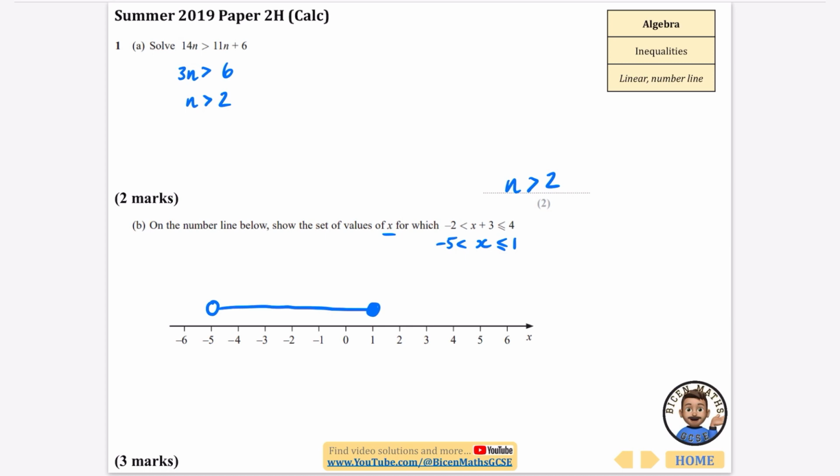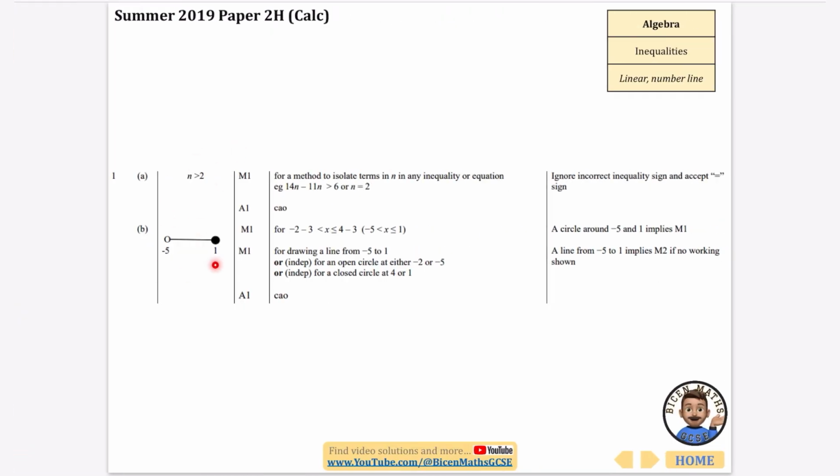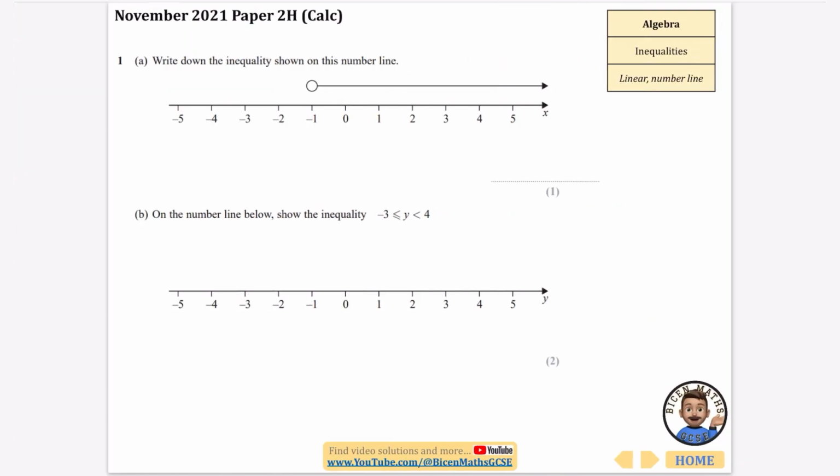So let's just double check that we've got these right. We've got that n is greater than 2 and between -5 and 1, with those bits not filled in and then filled in. This time we just want to write down the inequality on this number line.